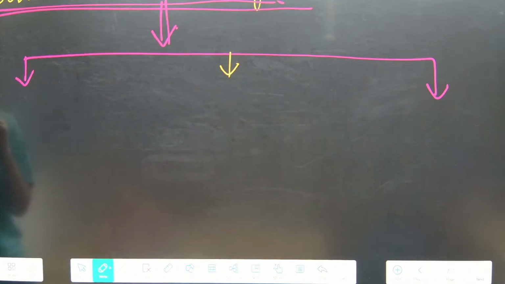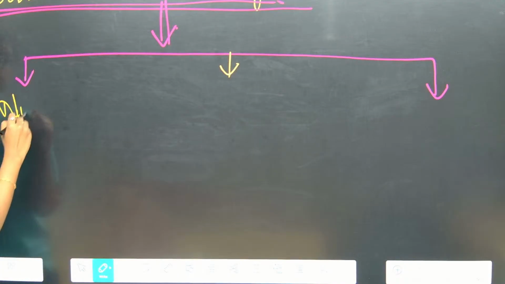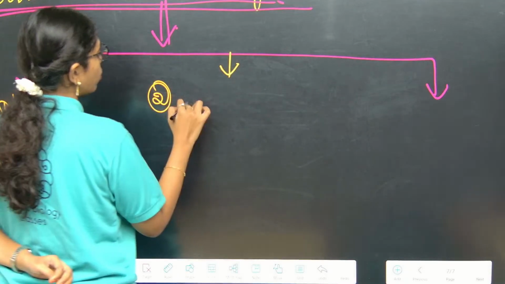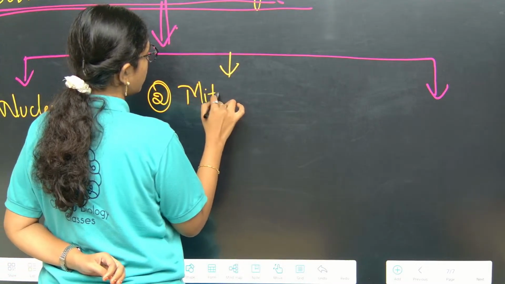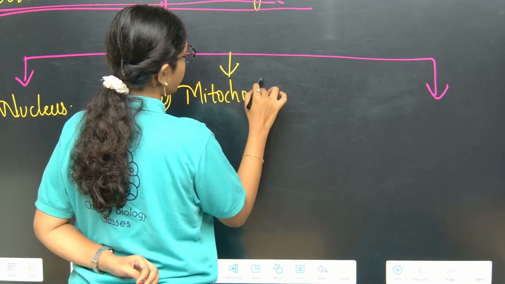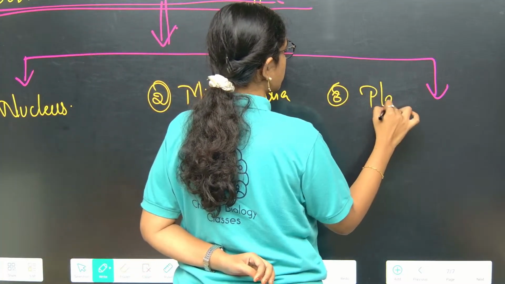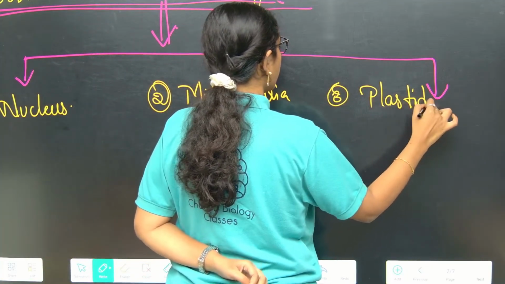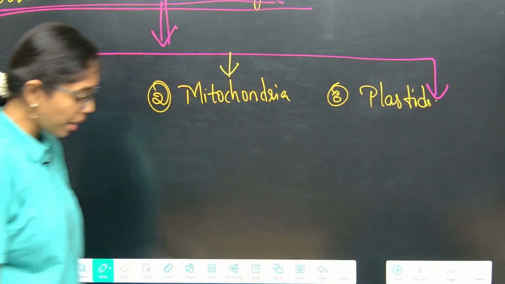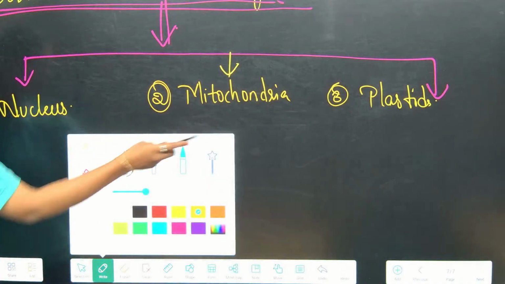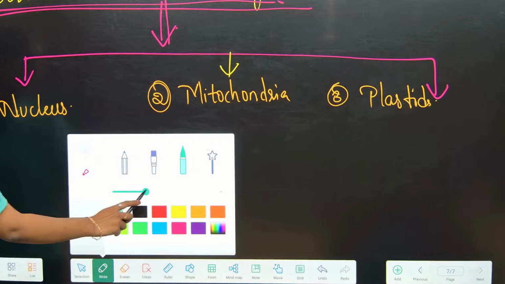First is nucleus, second mitochondria, and third is plastid. Nucleus and mitochondria are present in the animal cell, whereas nucleus, mitochondria and plastids are present in the plant cell.